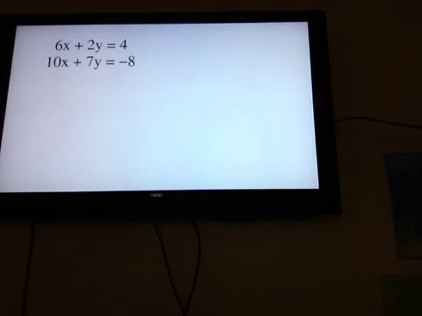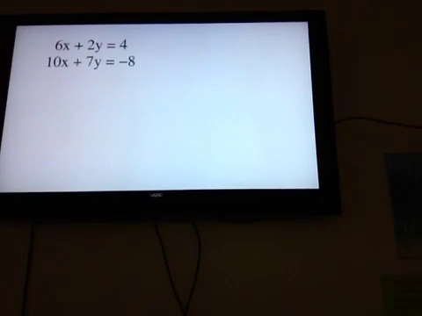So you pick x or y. I don't care which one you want me to do. X. Okay. So I have 6 and 10. What is the first or the least common multiple for 6 and 10? Not factor, multiple. 20? Not 20. 30. The first number that both 6 and 10 divide into is 30.